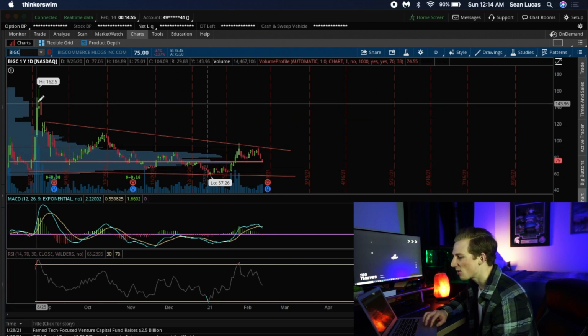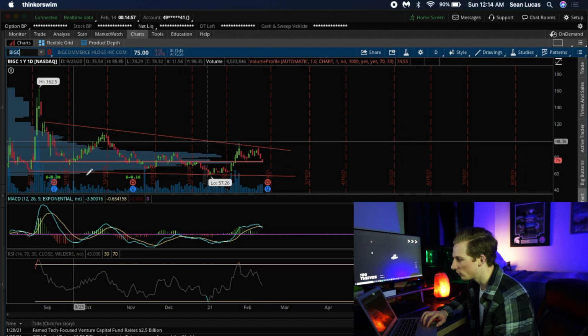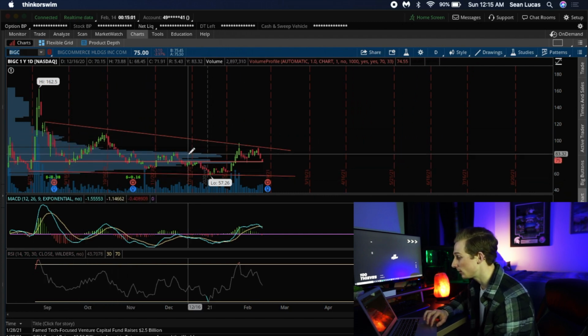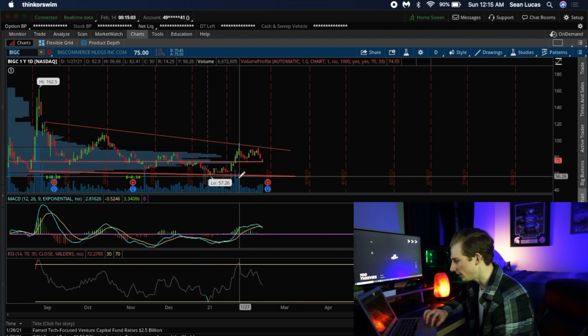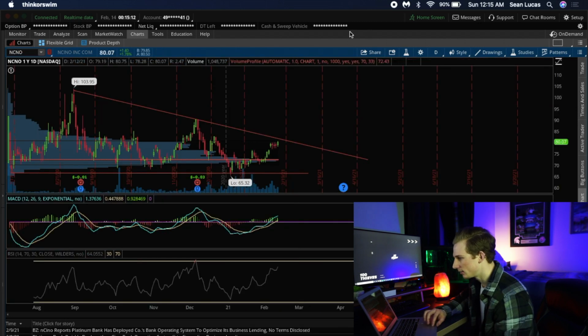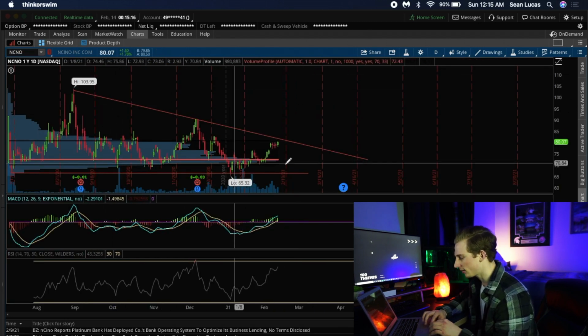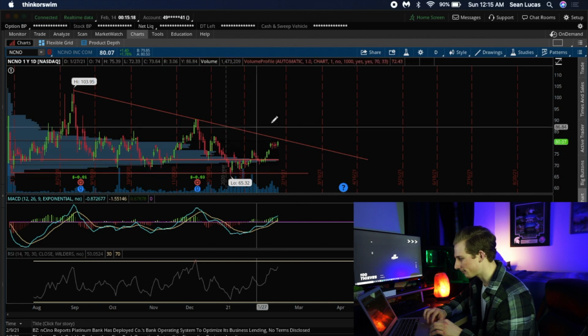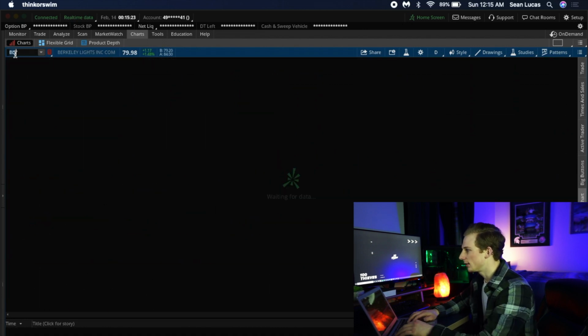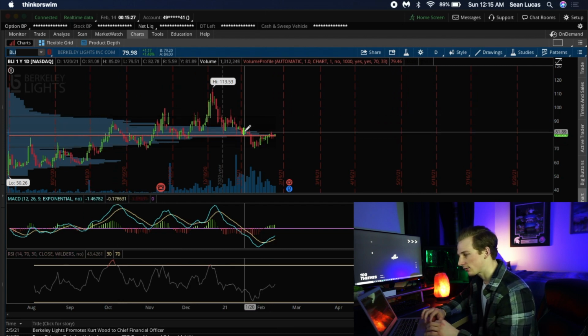So I've made a video on BigCommerce before, but it boomed up, came back down, and I think right around here I was making the video. However, look at this volume shelf, right? It's hanging around the volume shelf and it's definitely forming some kind of channel. You got your NCNO, right? It's sitting at this volume shelf and price control. It's going in this consolidation pennant channel. You got your BLI sitting at this volume shelf.